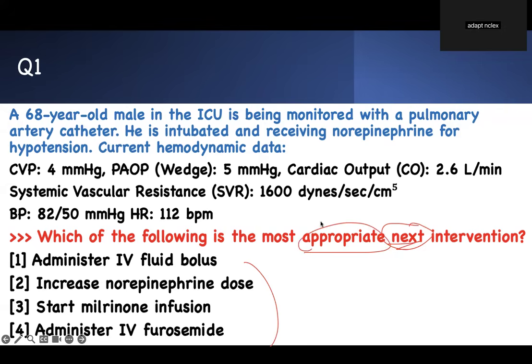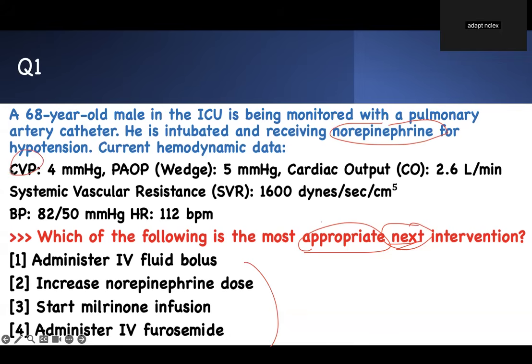A 68-year-old male in the ICU is being monitored with the what? A PA catheter, pulmonary artery catheter. He is intubated and receiving what? Norepinephrine. We use the pulmonary artery catheter for fluid status. So he's getting what? Norepinephrine to help the blood pressure, most likely for hypotension. Current hemodynamic data. The video I made talks about all the hemodynamic data and what each value means.